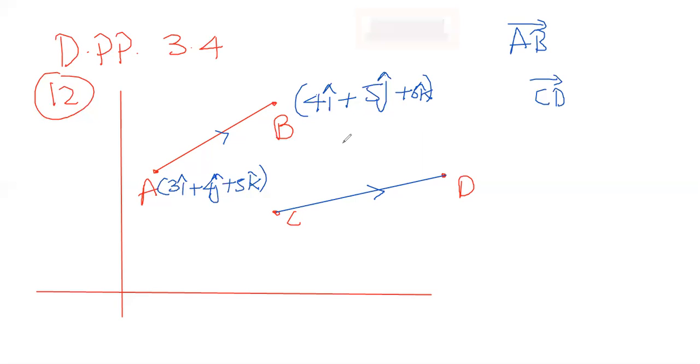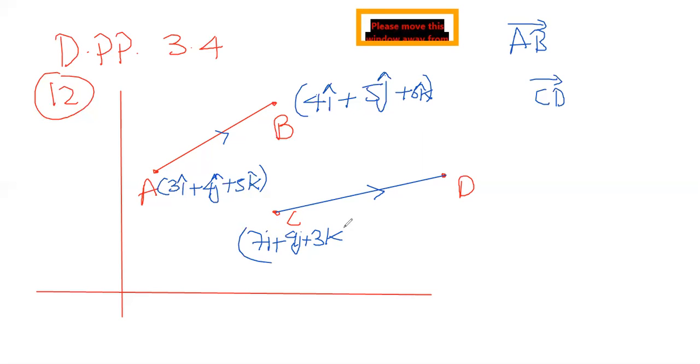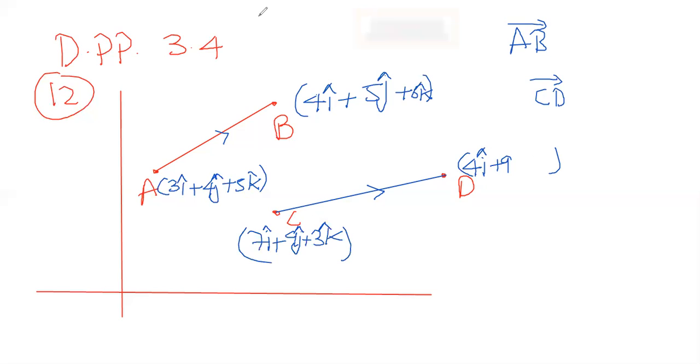C bar they have given as 7i cap plus 9j cap plus 3k cap. This is my C bar. You must not forget to write this cap. Then D vector, they have given as 4i plus 6j. What does that mean? There is no k cap, that means 0 k cap. 4i cap plus 6j cap plus 0 k cap. Nothing is given means that is 0.